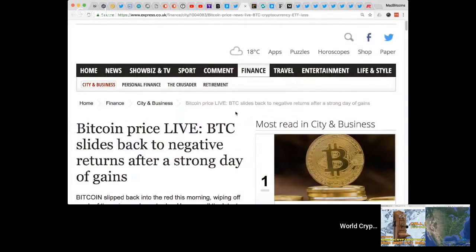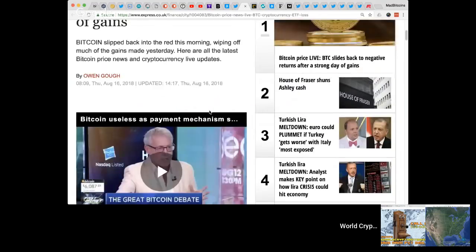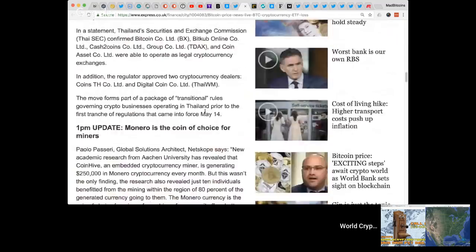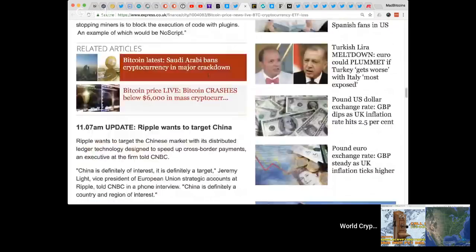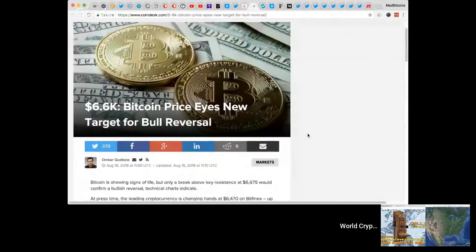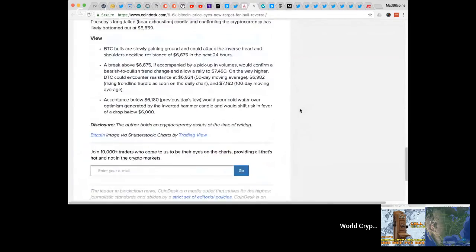Bitcoin price live. Bitcoin slides back to the negative returns after a strong day of gains. More news from the express.co.uk tabloid. And this is great. They're covering Bitcoin live. All about the price, all about the price, and all about the price. 6.6 thousand Bitcoin price eyes new target for bull reversal. It doesn't sound good. We're still pretty far from there. Let's go straight to the view.